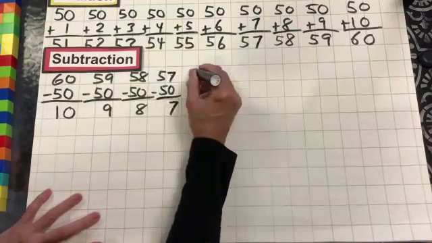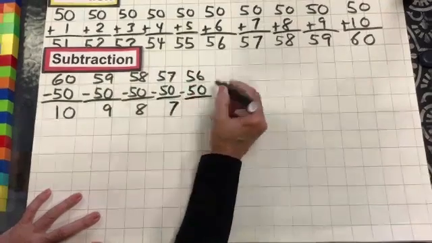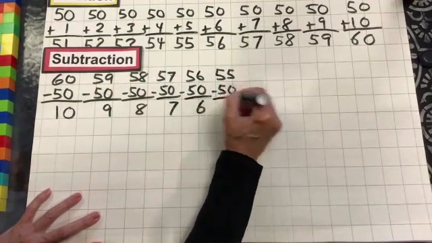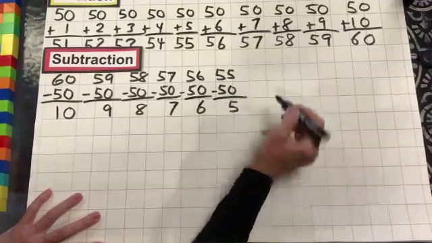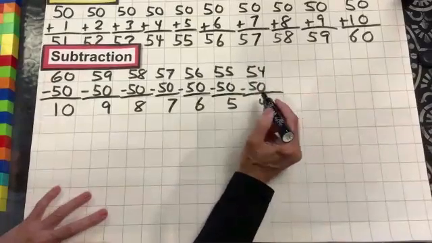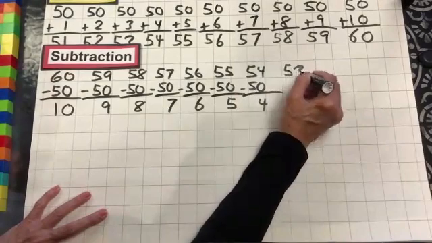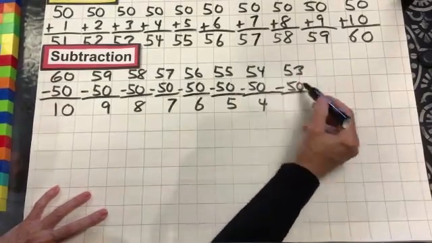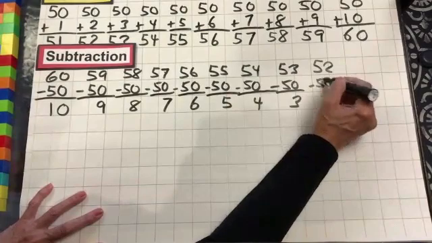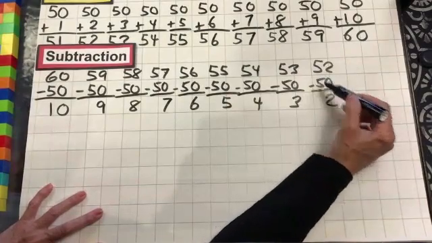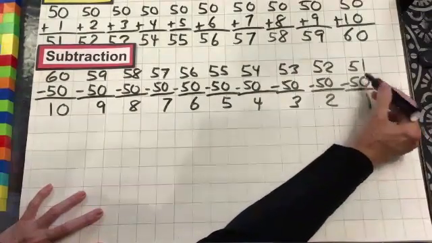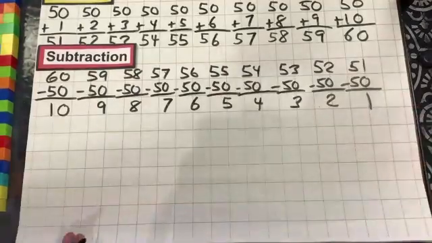5 minus 5, nothing. 56 minus 50. 6 minus 0 is 6. 5 minus 5, nothing. 55 minus 50. 5 minus 0 is 5. 5 minus 5 is nothing. 54 minus 50. 4 minus 0 is 4. 5 minus 5 is nothing. 53 minus 50. 3 minus 0 is 3. 5 minus 5 is nothing. 52 minus 50. 2 minus 0 is 2. 5 minus 5, nothing. 51 minus 50. 1 minus 0 is 1. 5 minus 5, nothing. All right, pretty easy today.